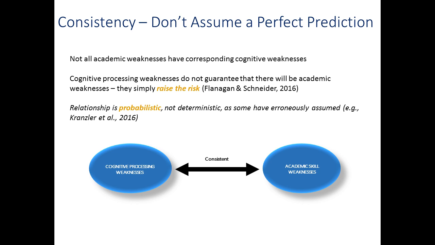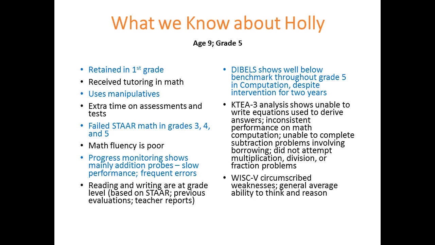We also have a lot of individuals, a lot of students who do not have cognitive processing weaknesses, but who have academic skill weaknesses. Why? Because so many factors can be inhibiting factors to academic success. Social, emotional, psychological, environmental, and so forth. So keep in mind that cognitive processing weaknesses raise the risk of academic skill weaknesses. They do not guarantee them. So don't assume a perfect prediction. It's not there. Okay.